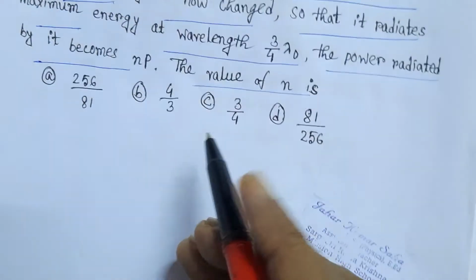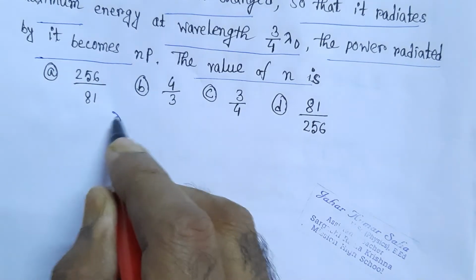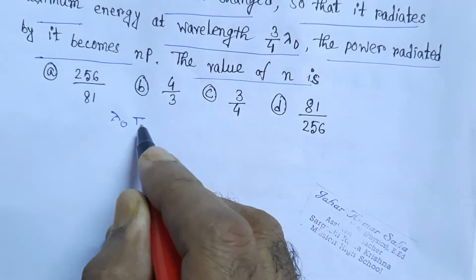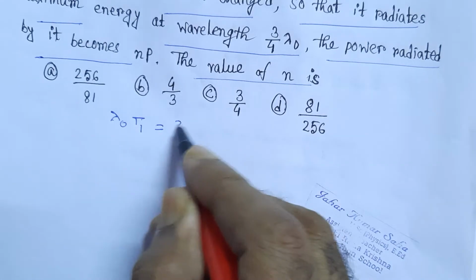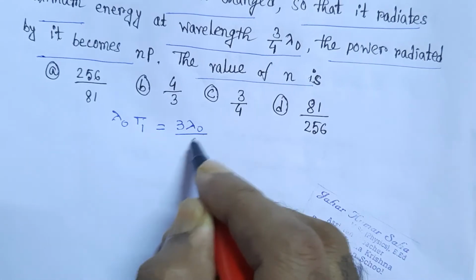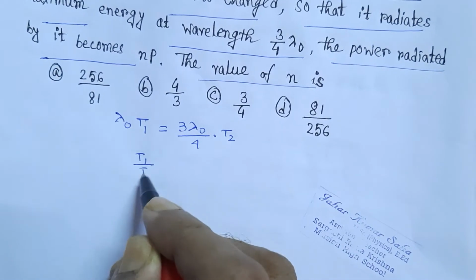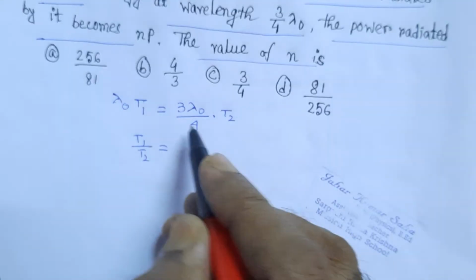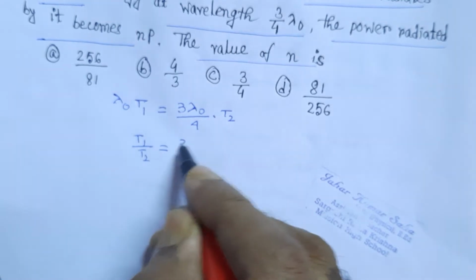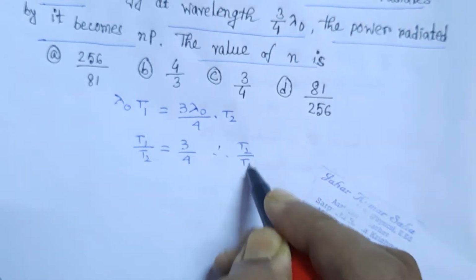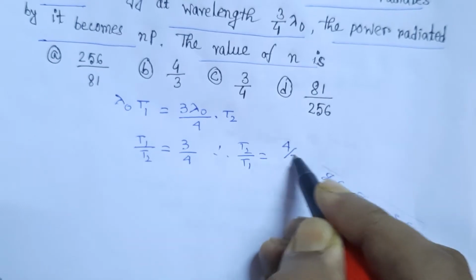Now, from Wien's displacement law, we know that lambda 0 into T1, letting the temperature of the first body be T1, equals, for the second one, 3 lambda 0 by 4 into T2. Then T1 by T2 equals 3 over 4. So T2 by T1 equals 4 over 3.